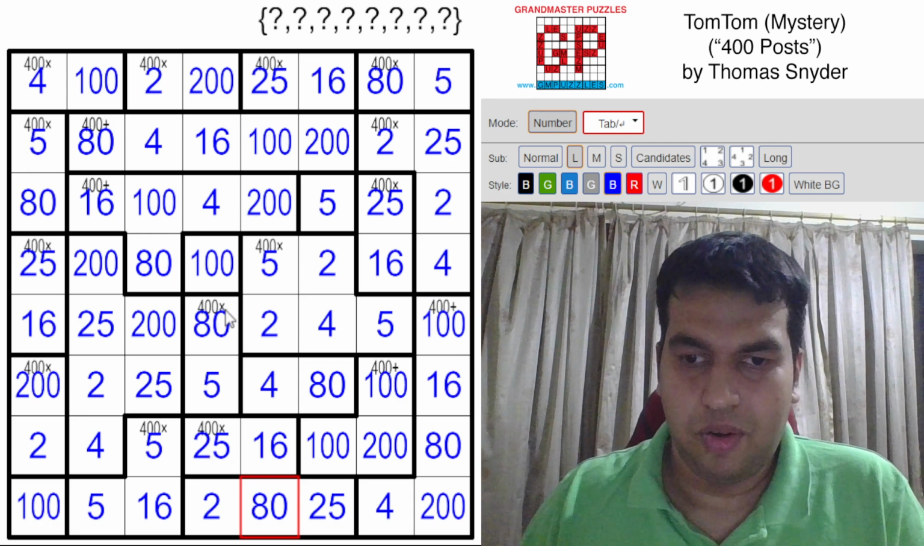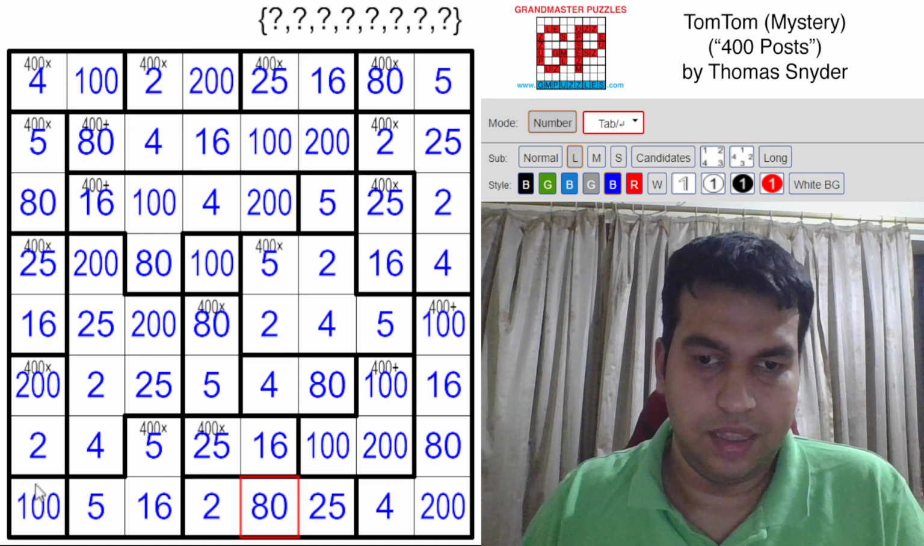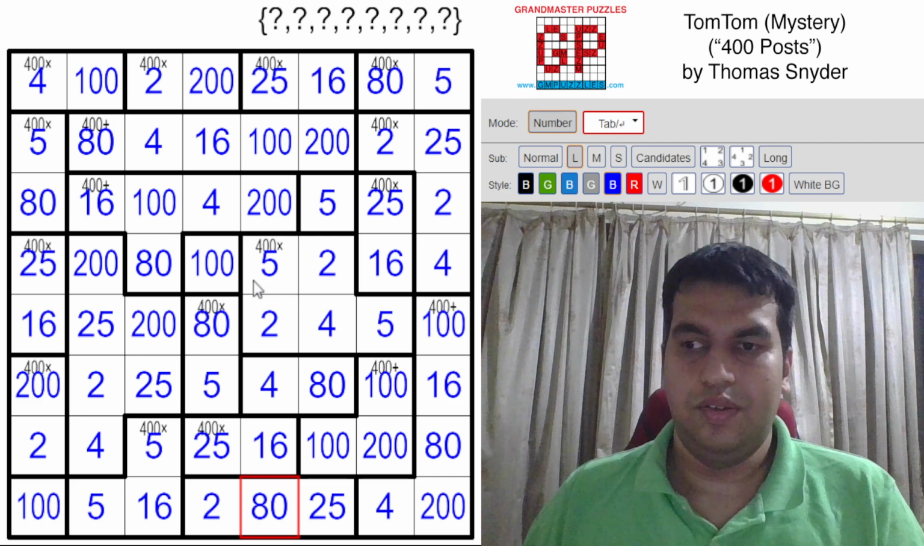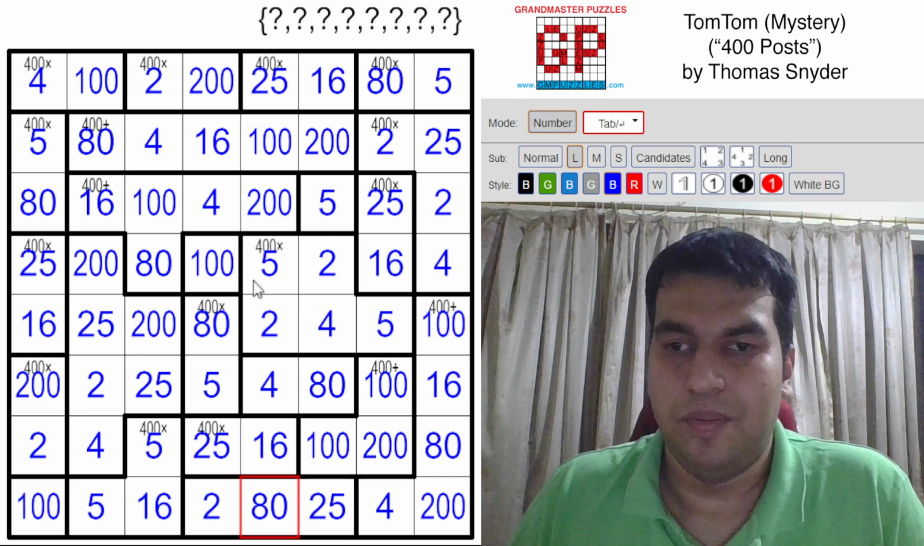And then it was just about making sure that we fit in the pairs properly in all of these 400 products. So that's how we solved this mystery TomTom.